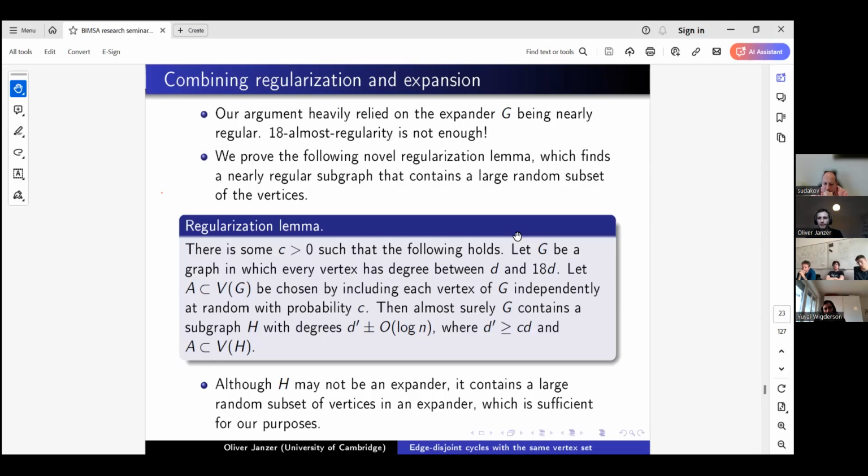Now, one thing that I should point out is that the H that we obtain may not be an expander still. It contains a large random set of vertices, but it still may not be an expander according to our definition of an expander. However, what do we use about expanders? We use that a random subset of vertices in an expander is nice. And this survives for H, because H itself contains a large random subset of G. So if you now take a random subset of vertices in H, it contains a large random subset of vertices of A, which itself is a large random subset of the vertices of G. So whatever we used about expanders can be used the same way as before.